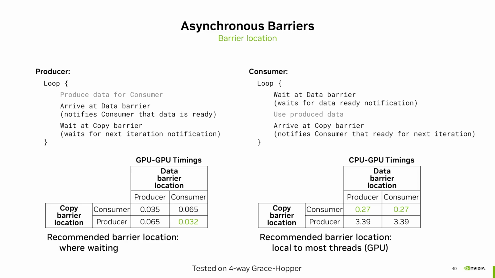in this case, we have a large disbalance between number of CPU threads, which was in this test, I believe, 72, and number of GPU threads, which was hundreds of thousands. In this case, the recommendation is to place your barrier where the majority of the threads live. Obviously, these recommendations can change if your ratio of threads between consumer and producer is different.